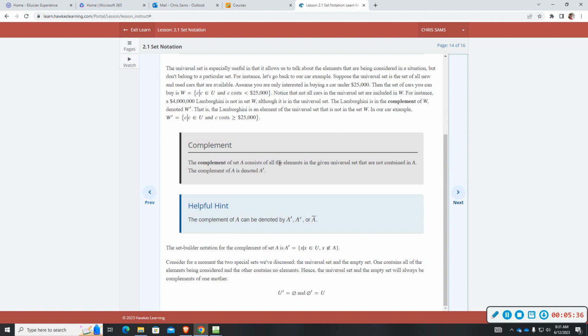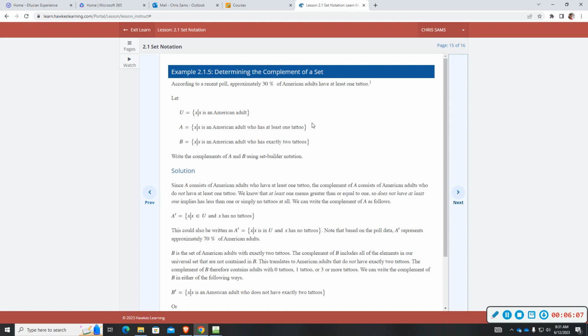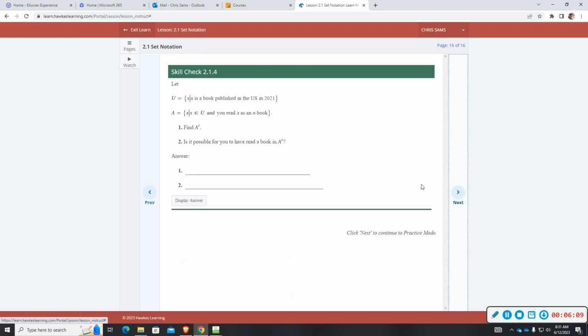Complement. I usually describe this as everything except for the elements in A. So here's the mathematical definition. Complement of a set A are all the elements that are in the universal set but are not in A. These are some notations to denote complement. It's A, which I call A prime, A with a little c, and A with a vertical bar. This A with the apostrophe or A prime is the most common one that I'm used to using. And then you have some examples here. And then I think from here we're going to go ahead and jump into the problems in Hawks.